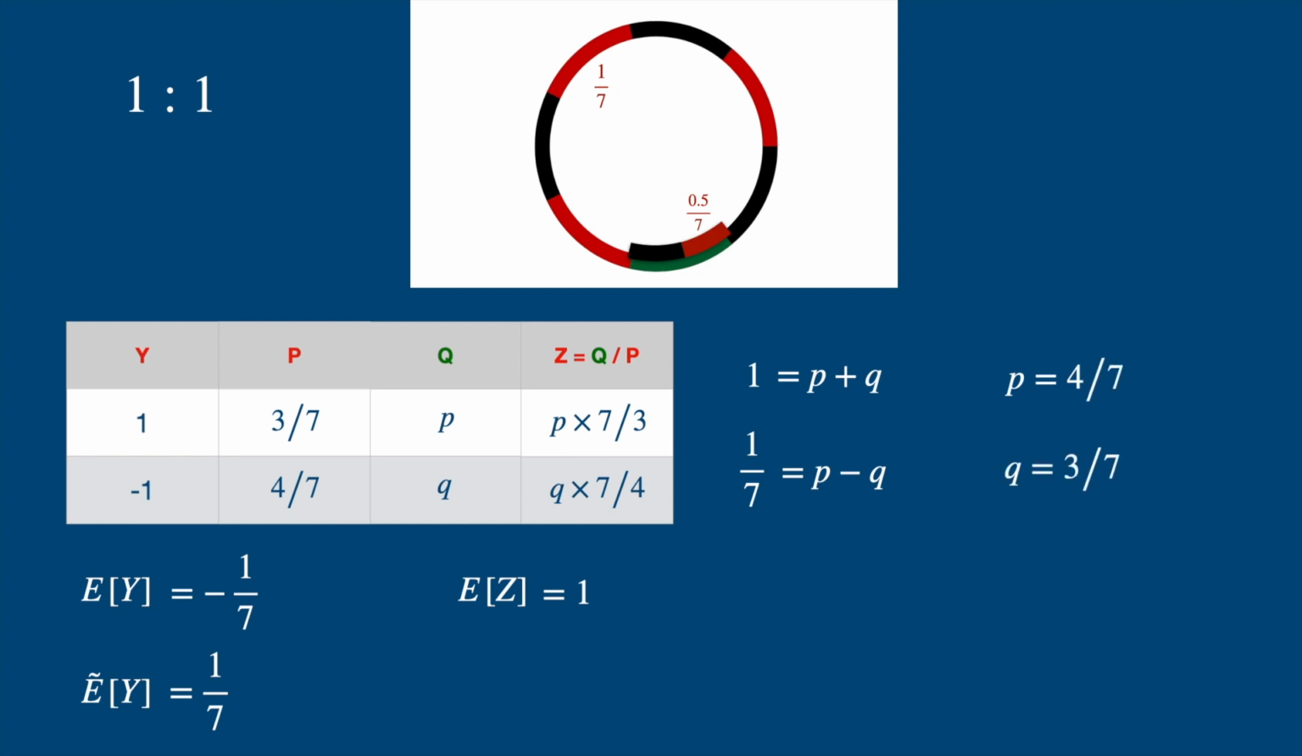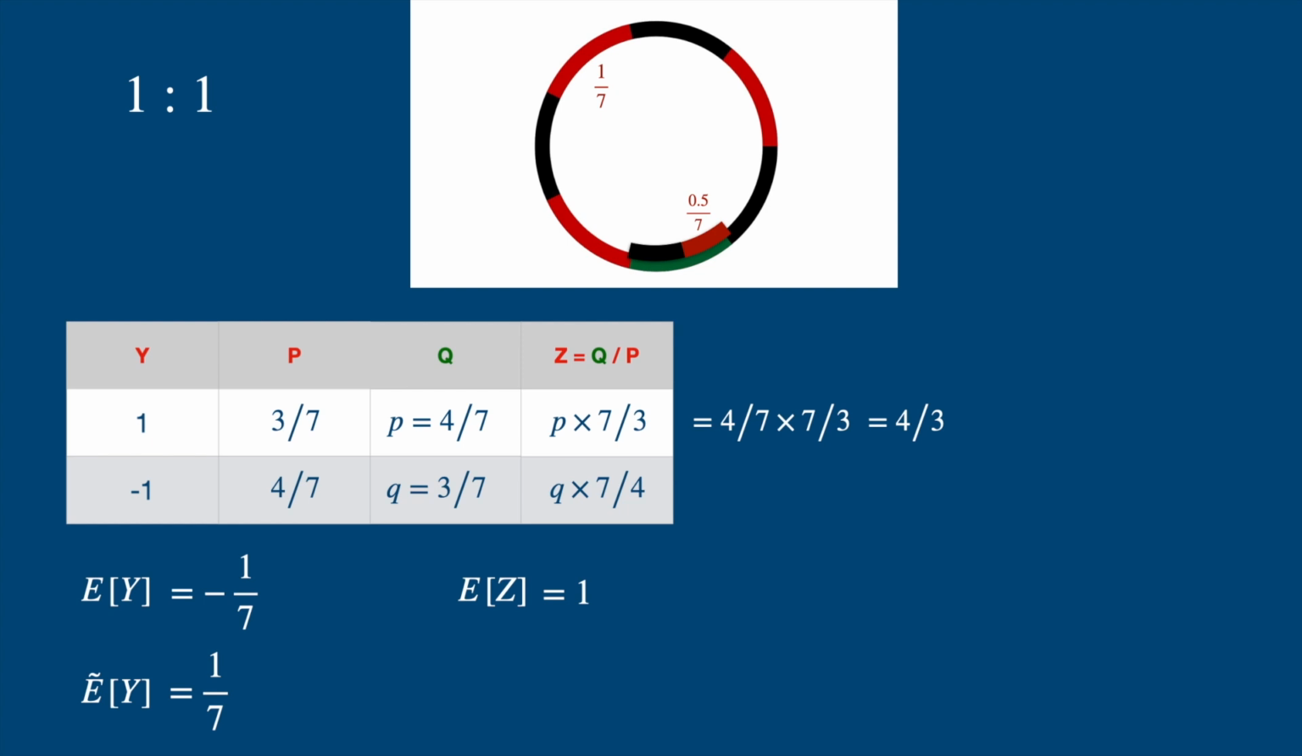We can substitute these values of p and q to get the values of z corresponding to the two values that the random variable takes. Substituting for p and then cancelling 7s, we get 4 divided by 3. Similarly, substituting for q and cancelling 7s, we get 3 divided by 4. So z, which is the Radon-Nikodym derivative, takes values of 4 divided by 3 and 3 divided by 4. So we have determined the probability measure which will achieve the desired objective.